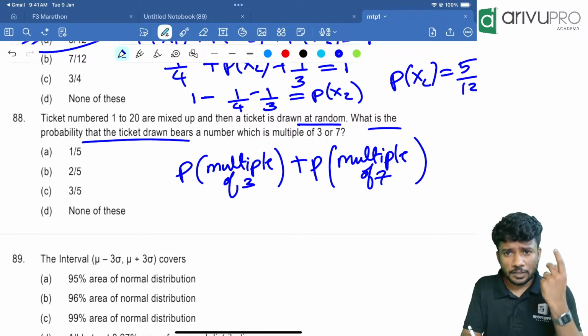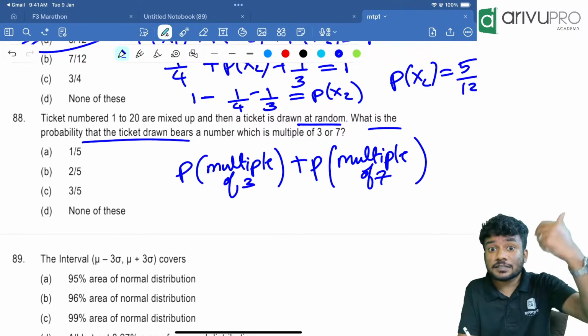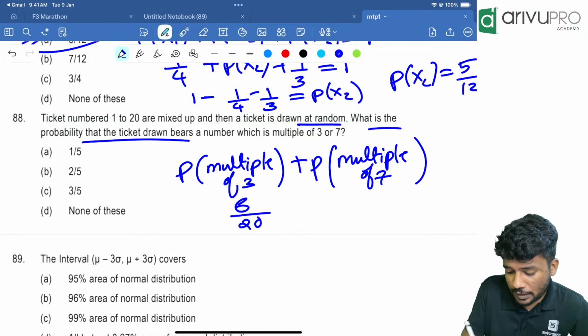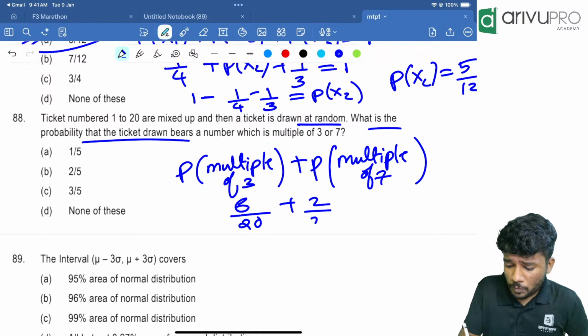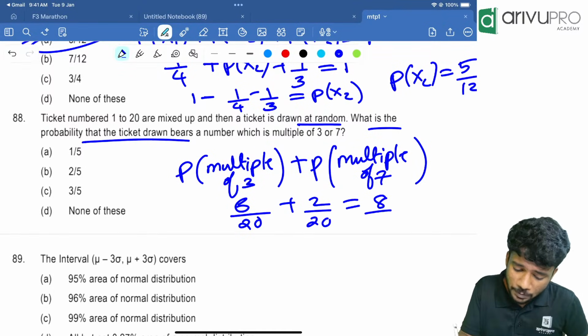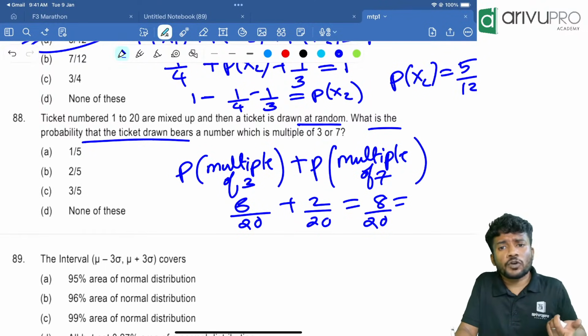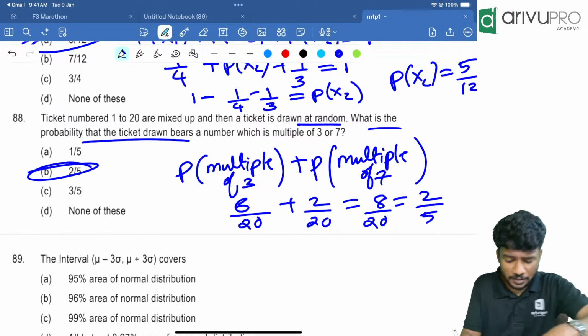That is 3 is there, 6 is there, 9 is there, 12 is there, 15 is there, 18 is there, then nothing is there. So that means 6 by 20 plus by 7, 7 is there, then 14 is there, 2 by 20. That is nothing but 8 by 20, which is equal to how much? Take cancel with 4. You will get it as how much? 2 by 5. Option B is the answer.